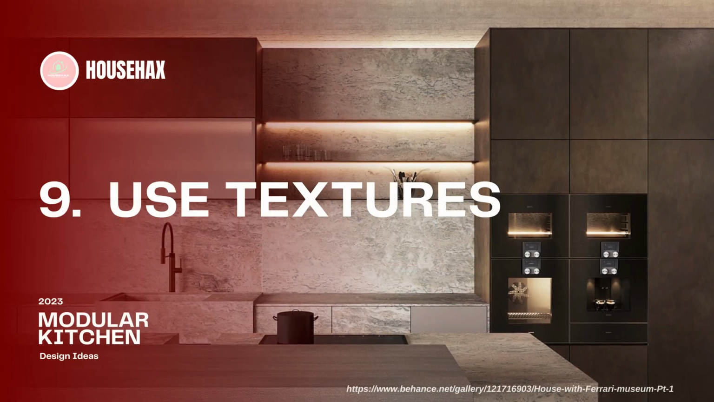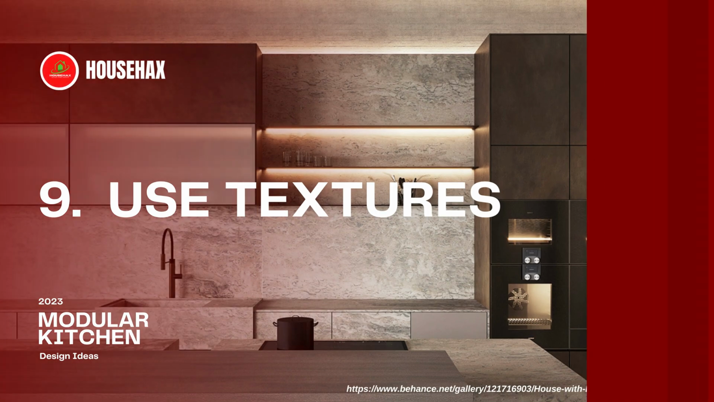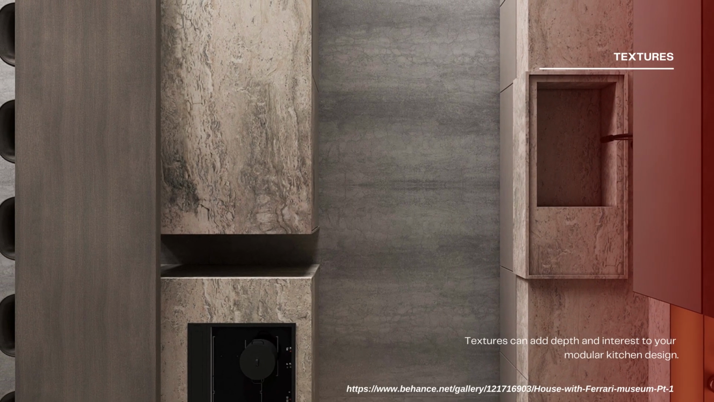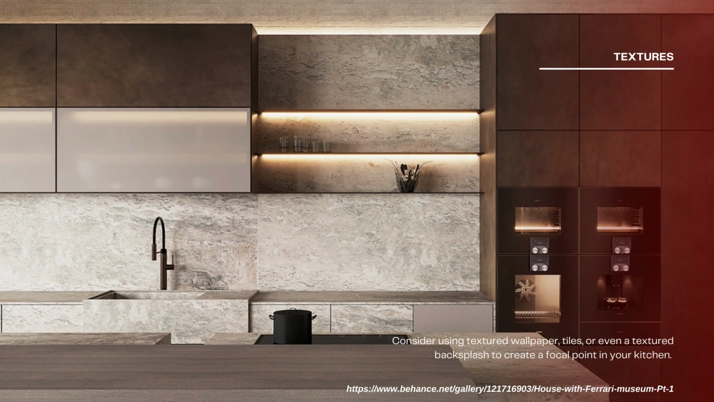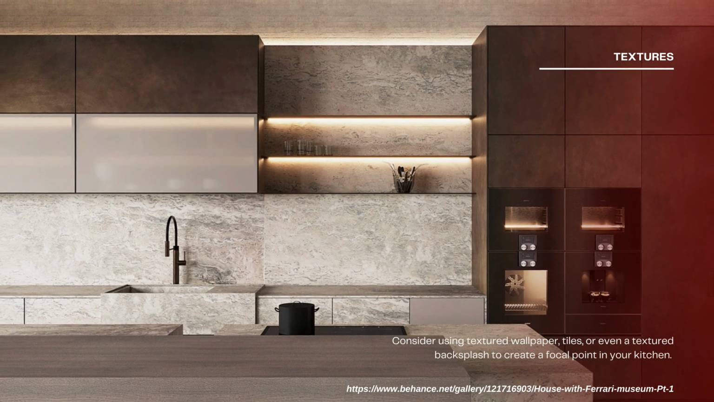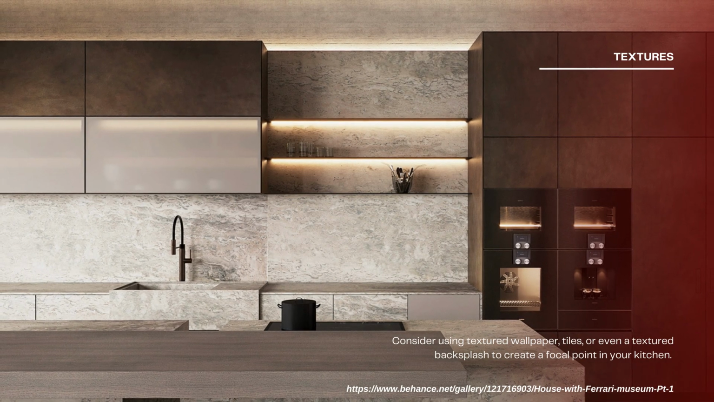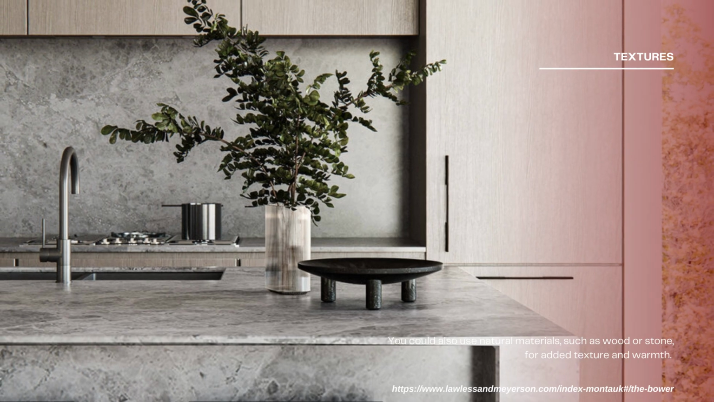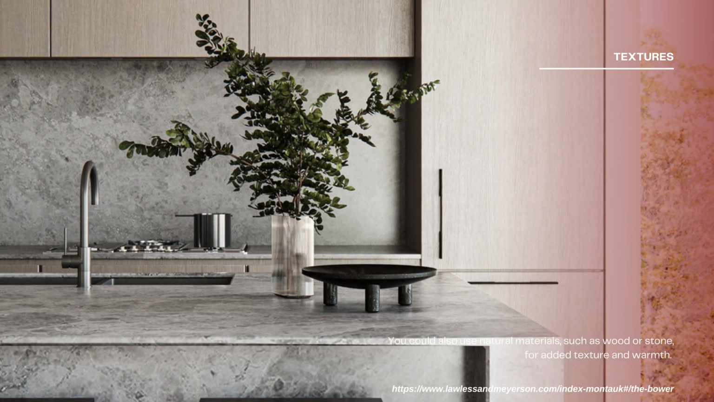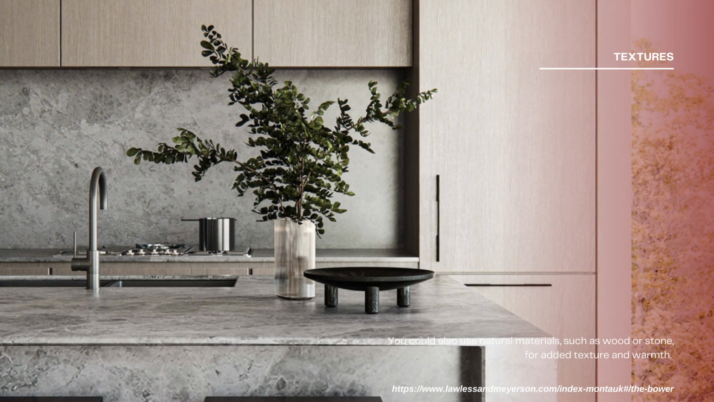9. Use textures. Textures can add depth and interest to your modular kitchen design. Consider using textured wallpaper, tiles, or even a textured backsplash to create a focal point in your kitchen. You could also use natural materials, such as wood or stone, for added texture and warmth.